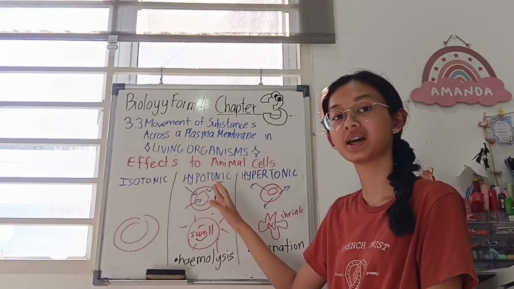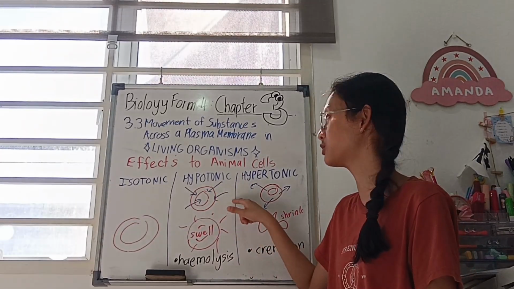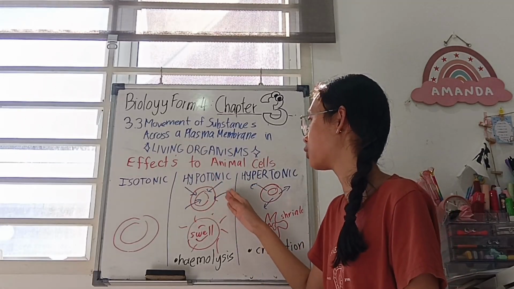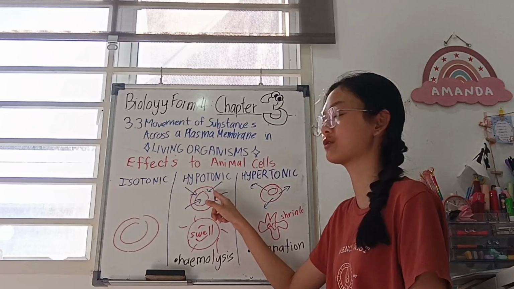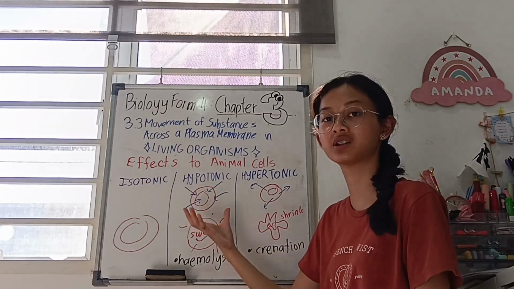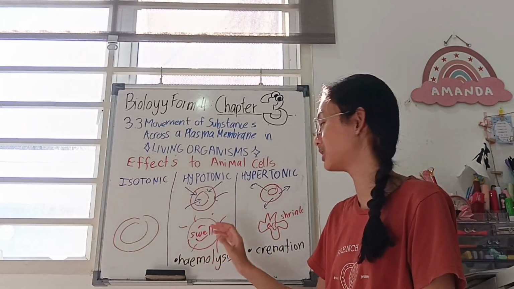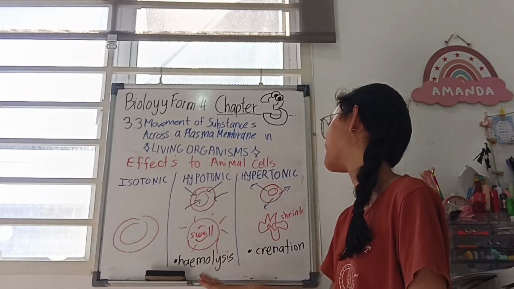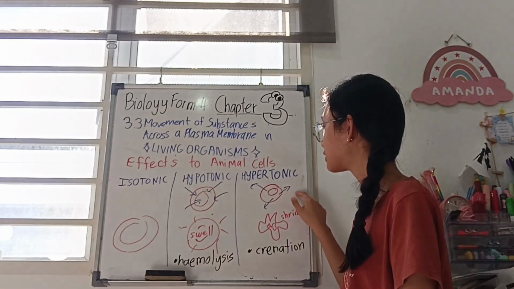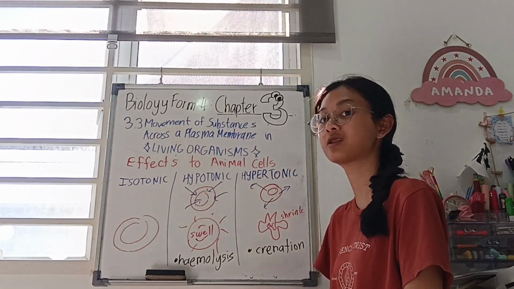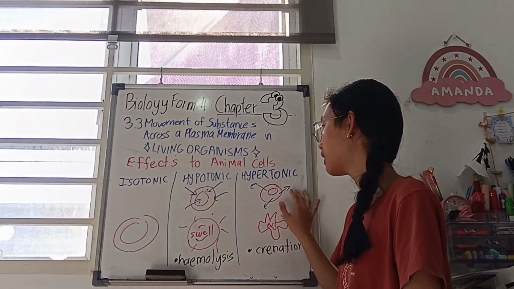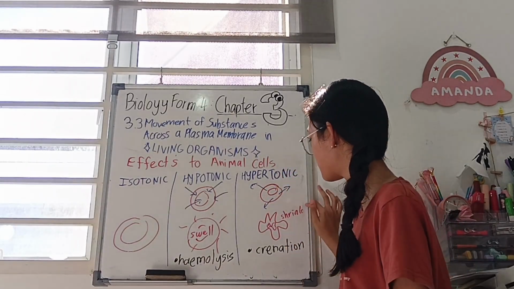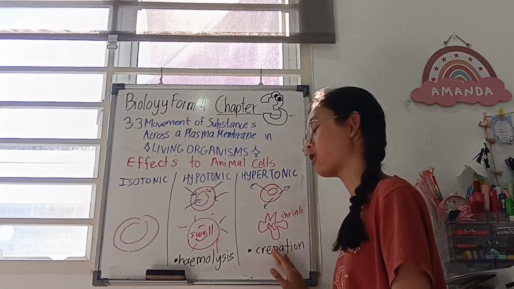For hypotonic, they have low concentration of solutes outside of the cell, so that means there is more water. So the water will diffuse into the cell through osmosis, and it will make the cell swell and burst. So this is called hemolysis. But for hypertonic, the solution outside has high concentration of solutes, so the water inside the cell will go out because outside has less water, and then this will cause the cell to shrink, and this is called crenation.